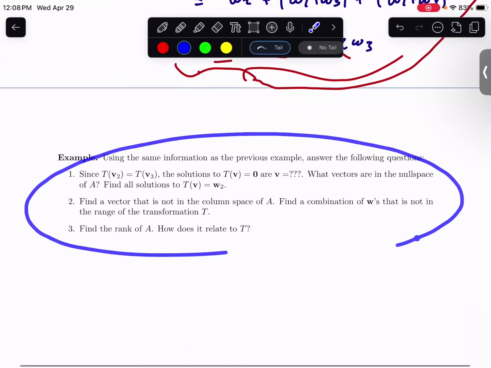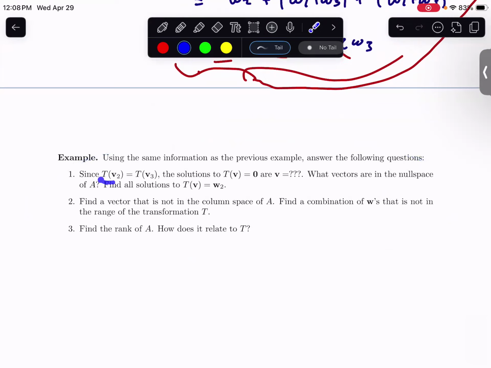There are three questions that it wants you to answer. It says that since T of V2 is equal to T of V3, it wants you to determine what vectors are going to end up being sent to 0 under T. Then it wants you to relate these solutions to the null space of A. If we think about this transformation as matrix multiplication, then replacing T of V equals 0 by A times V equals 0 is just asking about the null space. So we want to connect vectors sent to 0 with vectors in the null space of A.